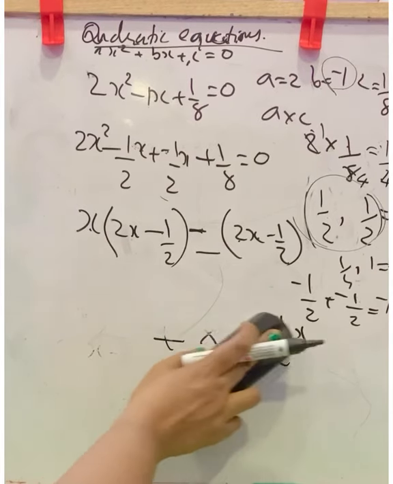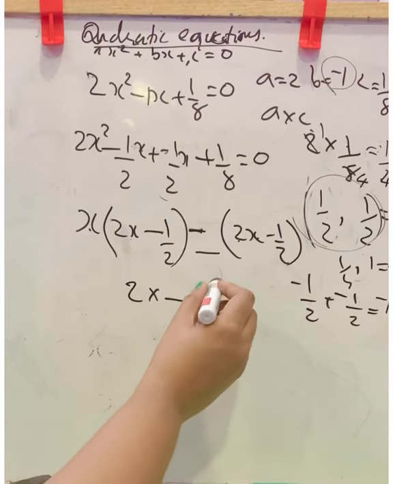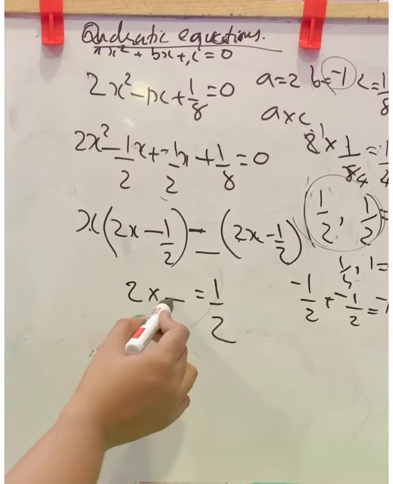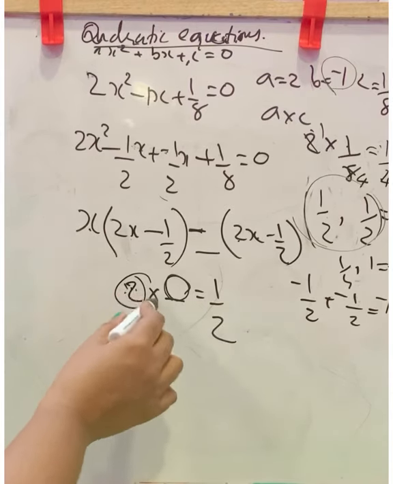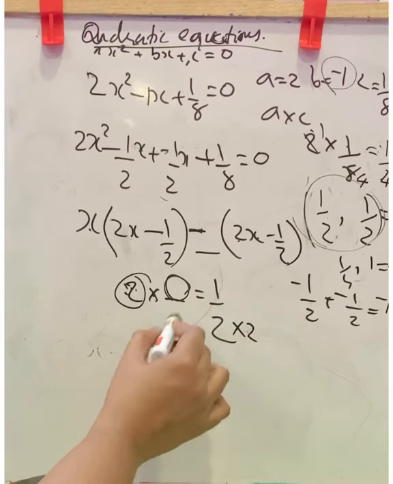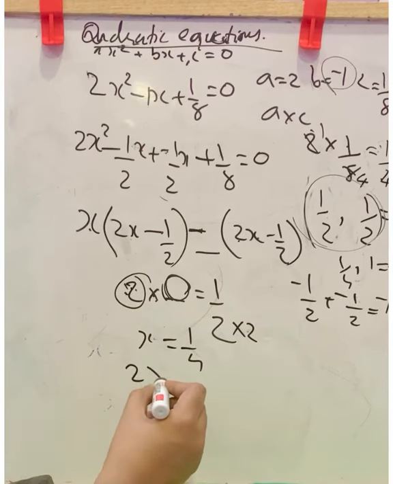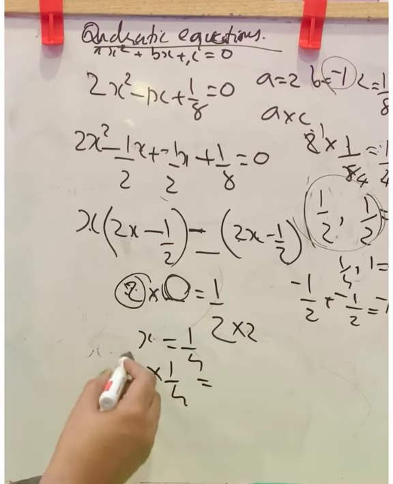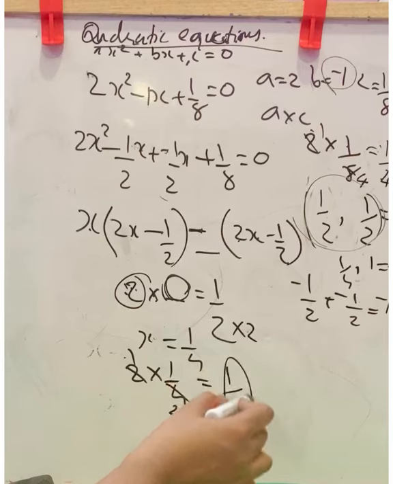Let us check. 2 into what is 1 by 2? So to get this value, you will take this 2 to RHS. Here it is in the numerator, going to RHS it goes to the denominator. So 1 by 4 is the result. Let us check. 2 into 1 by 4. 2 ones are 2, here 2. 2 twos are 4. So 1 by 2. Yes, 2 into 1 by 4 is 1 by 2.